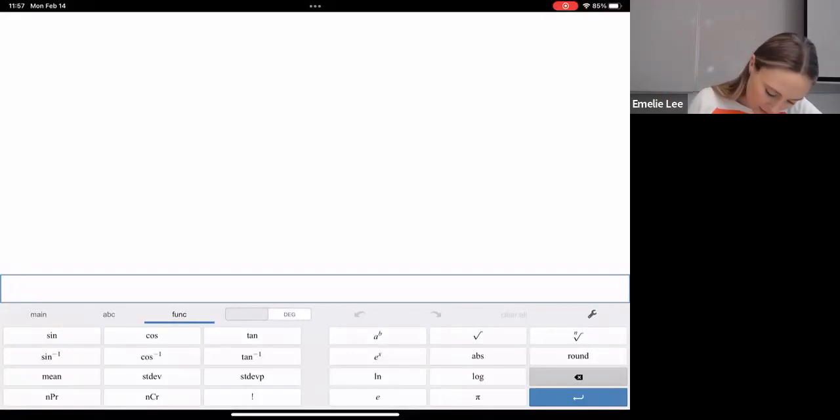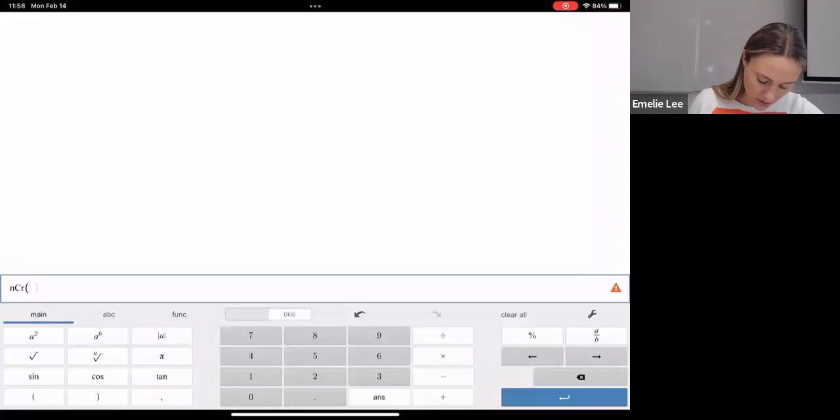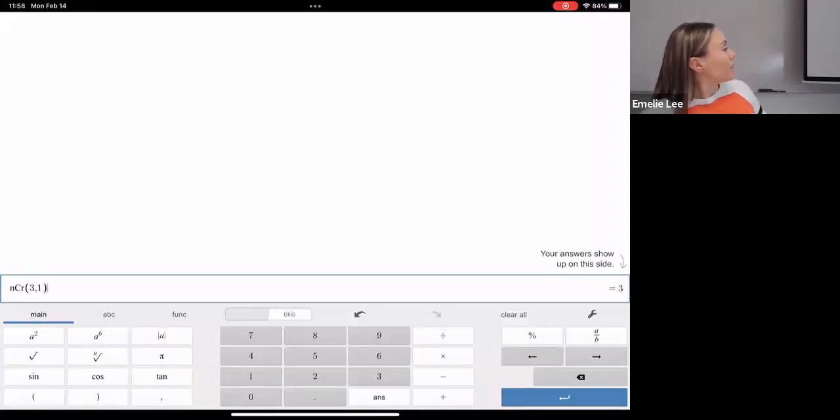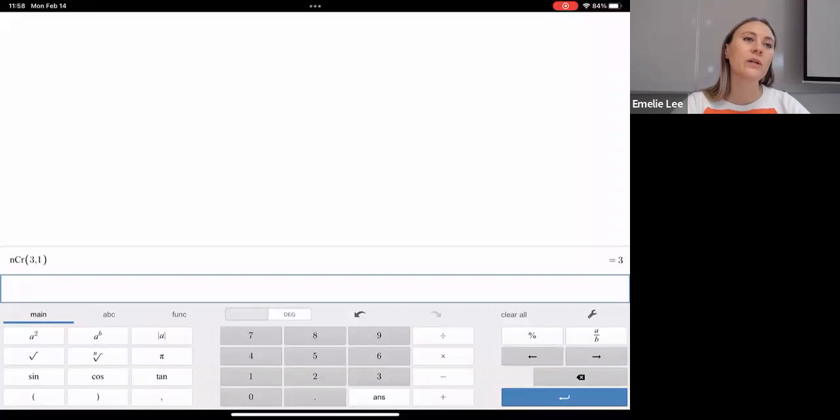Okay. And I think what it wants is in the brackets, you're going to put n, comma, r or k, whichever you want to use. So in our case, let's try 3, 1. And then the answer shows up as 3. Okay. So we can confirm all those, but they're really boring, right? Because there's 1, 3, 3, 1, right?